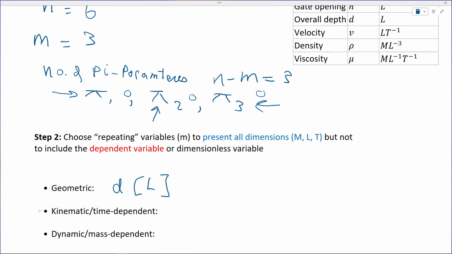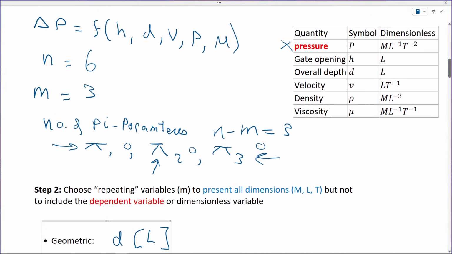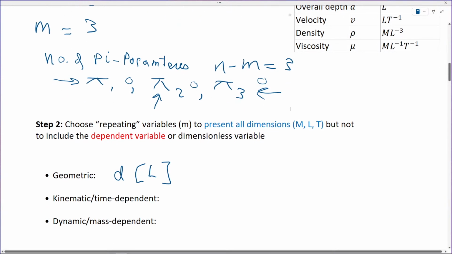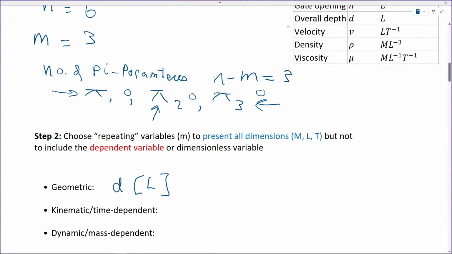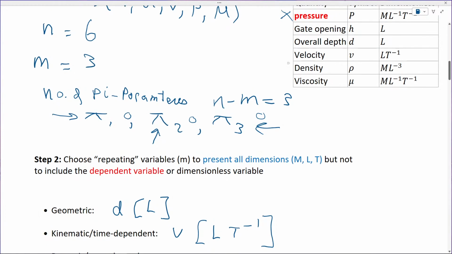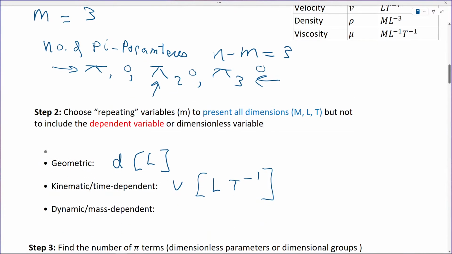Then we need something that has to do with kinematics or time. So we need to choose another one that has T in it. So I can choose velocity or viscosity. Of course, I will choose velocity. It looks simpler and easier. So that's velocity, and that will be L T minus one. And then something that is related to mass. So I have to choose one that is related to mass. I will either choose density or viscosity. Which one? Density looks easier. So density, and that would be M L minus 3.